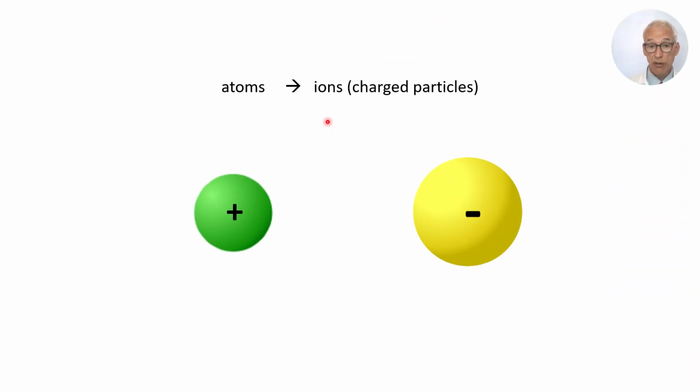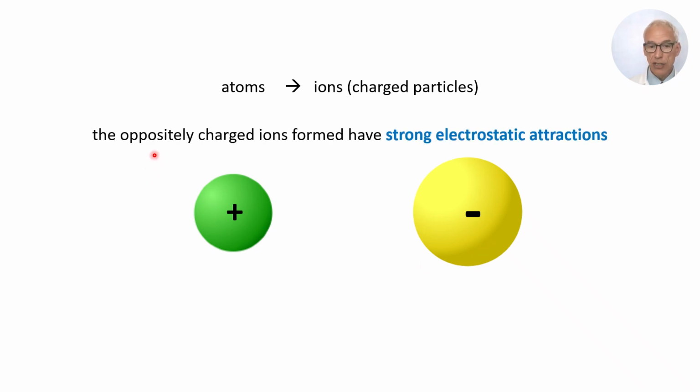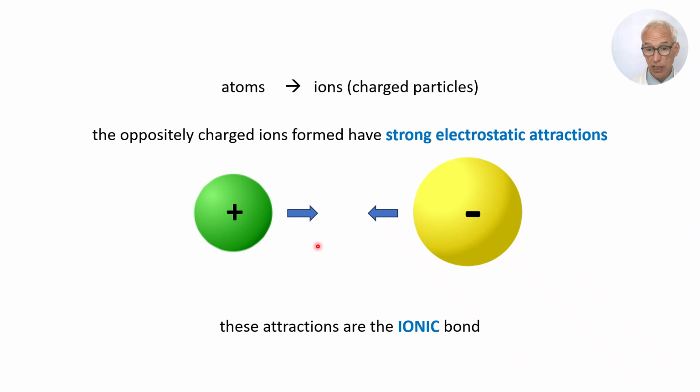So the process so far is that atoms are turned into ions, that is, charged particles. Those charged particles are positive or negative. These oppositely charged ions have strong electrostatic attractions between them. Opposite charges attract. And it's this strong electrostatic attraction between oppositely charged ions that constitutes the ionic bond.